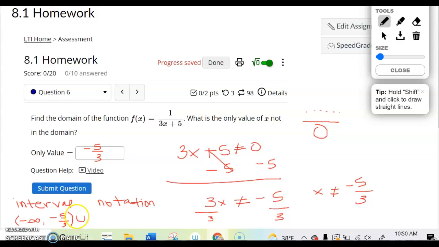And then we're going to say or, because it can be in that section, or it can be over here, so we'll have a union, and then it's going to go from negative 5/3 to infinity. So basically, we're just having one little blip right there where it can't be, and then it goes up to infinity. Okay, I hope that helps.